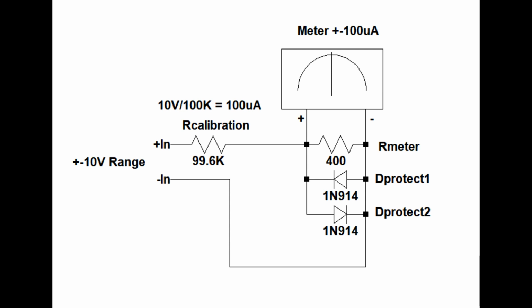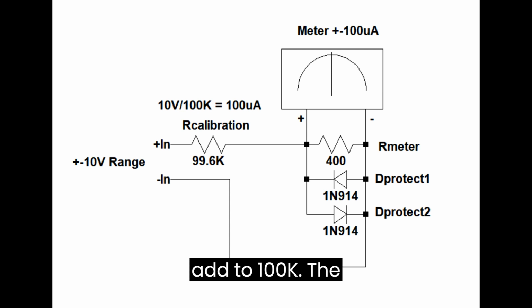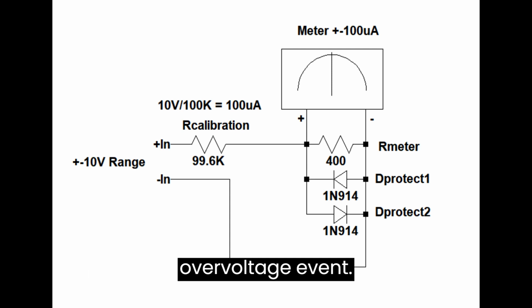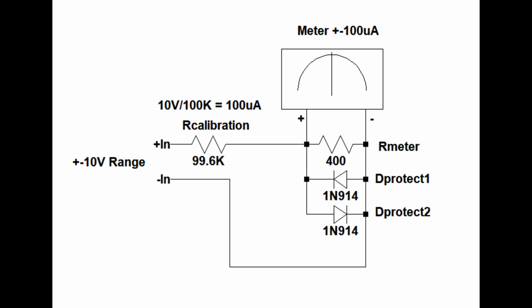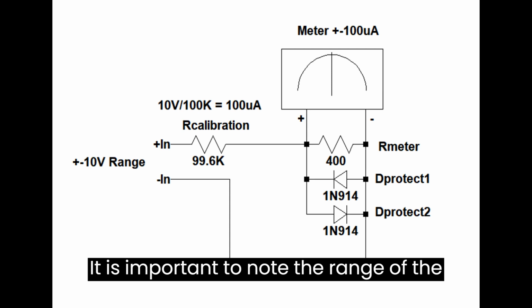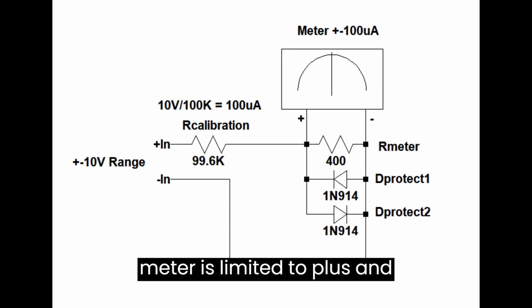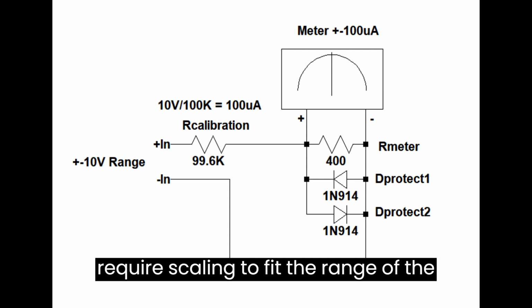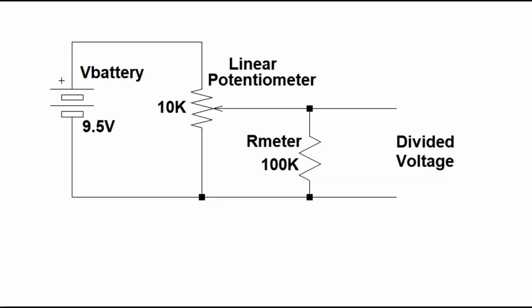The meter coil resistance and a selected 99.6K resistor add to 100K. The two diodes protect the meter from an overvoltage event. It is important to note the range of the meter is limited to plus and minus 10 volts. When working with analog computers, problems may require scaling to fit the range of the system.